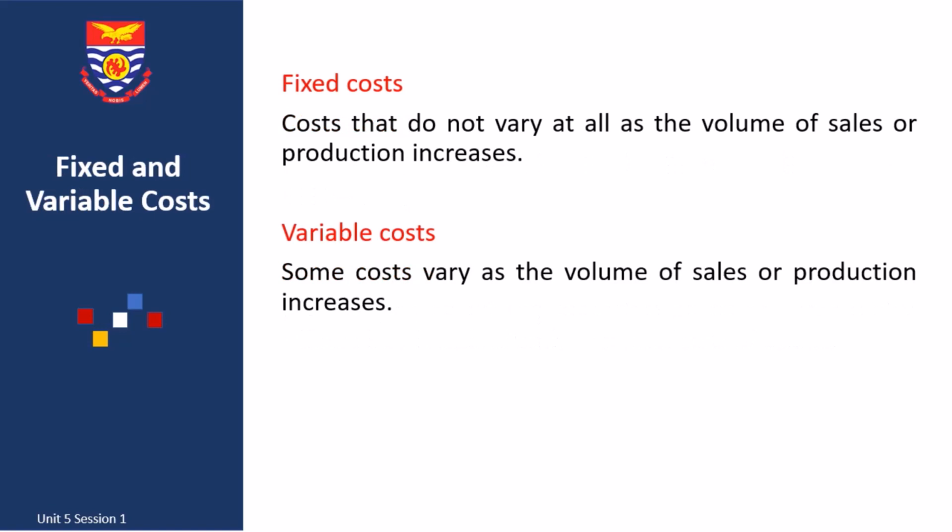We also have fixed and variable costs. Fixed costs are costs that do not vary at all as the volume of sales or production increases. So if an organization employs someone and pays the person, let's say 3,000 cedis daily, at the end of the day, whether we produce or not, I'm receiving my 3,000.